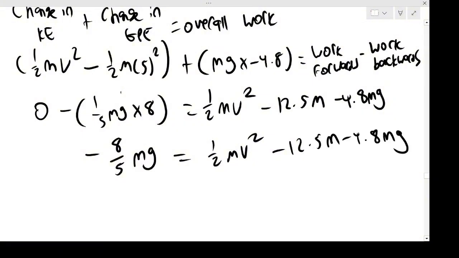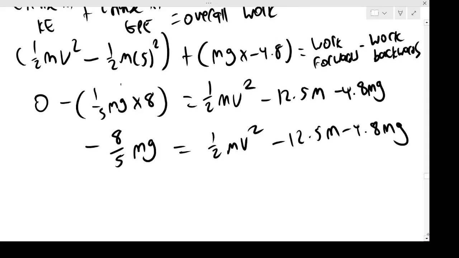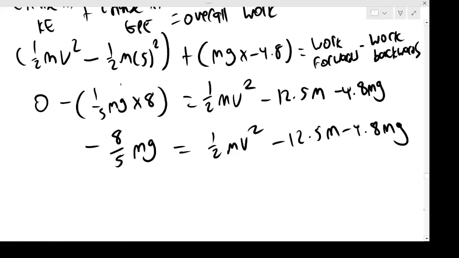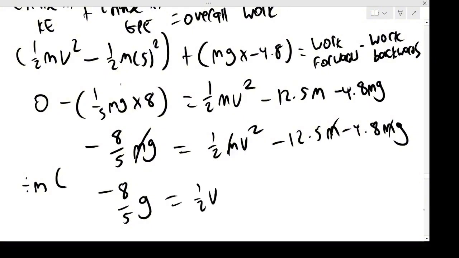Again, don't be put off by the algebra. It's the exact same steps we've been doing so far, but now just a bit of algebra mixed in. Remember, there are a lot of letters here, but we want to work out the final speed v. That's what we want to find, nothing else. Now, we can simplify this because m's are everywhere. So we can effectively divide everything by m to get rid of it. So that goes to minus 8/5 g equals a half v squared minus 12.5 minus 4.8 g.